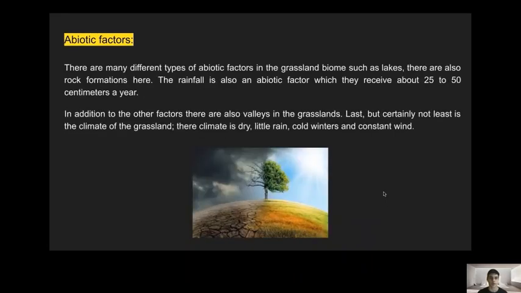Abiotic factors. There are many types of abiotic factors in the grassland biome, such as lakes. There are also rock formations. Rainfall is also considered an abiotic factor because they receive 25 to 50 centimeters a year. And certainly, not least, is the climate of the grassland. Their climate is dry, little rain, cold winters, and constant wind.